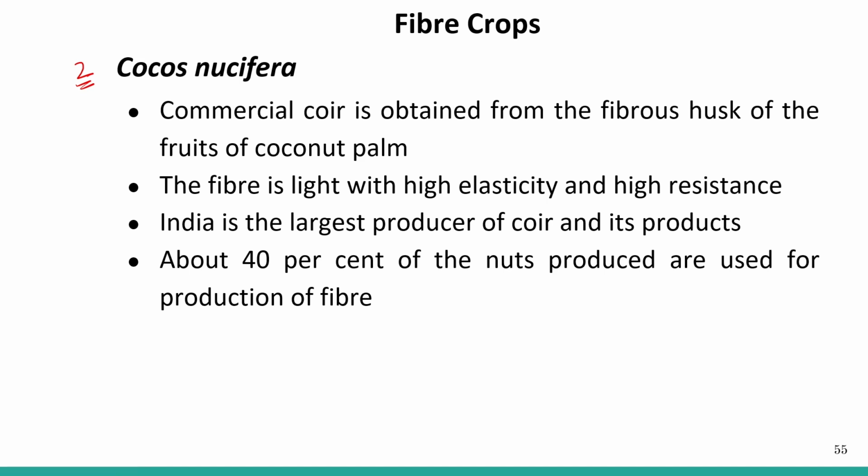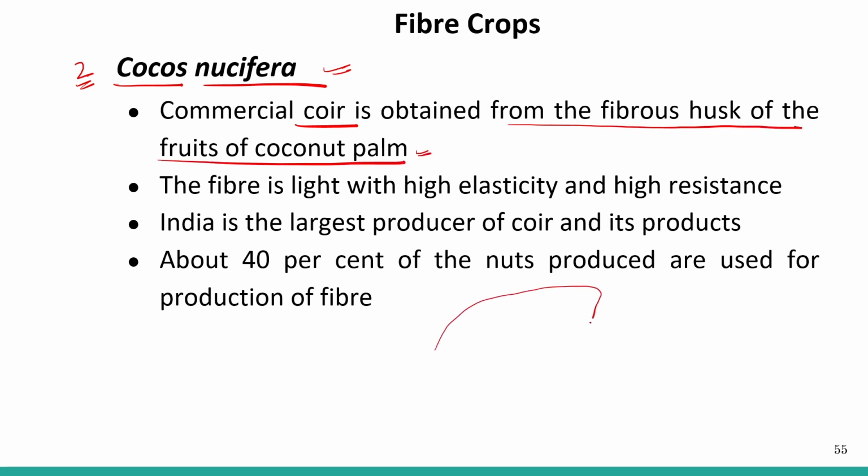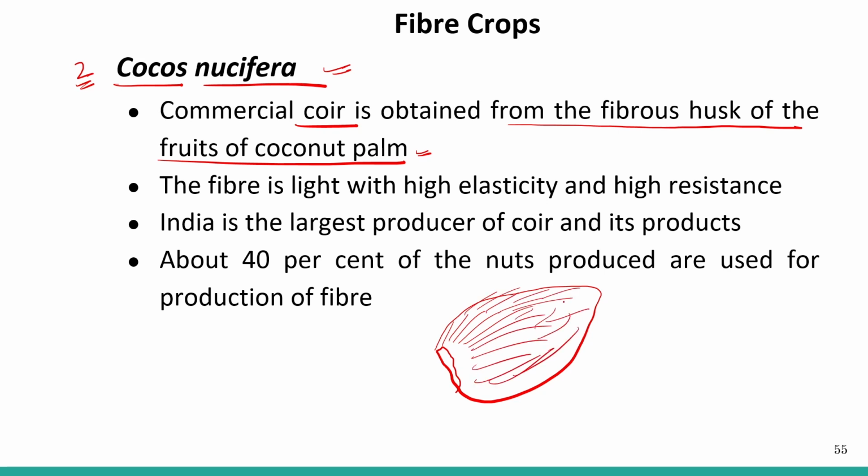Now we will look at another fiber, from Cocos nucifera. Okay, Cocos nucifera, that is coconut. The commercial coir is obtained from the fibrous husk of the fruit of the coconut palm. You must have seen the coconut when it is green in color, but when it is brown you can see a lot of husk over it that is covered with brown hairs, right? Like this. That is called coir.